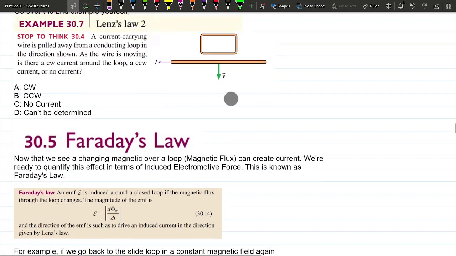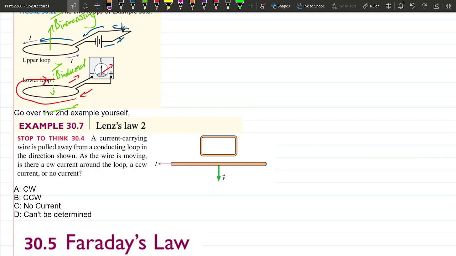So with Lenz's law, it creates this induced current. What we're going to try to do is bring it back to voltages. Remember, voltages are easy to work with because they're just numbers. If it's positive, then you're going to drive current in one direction.